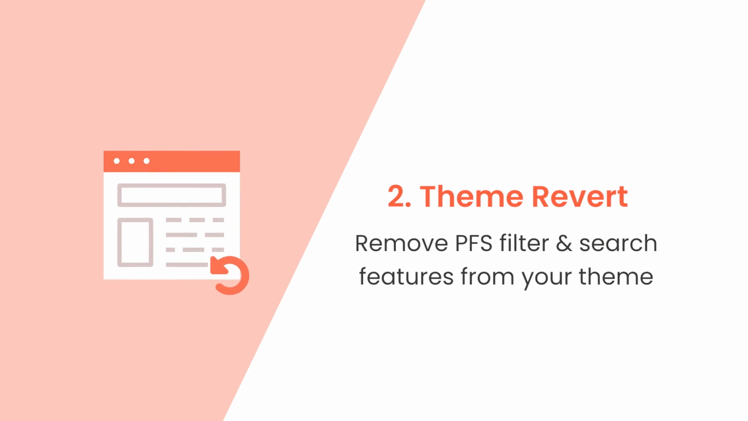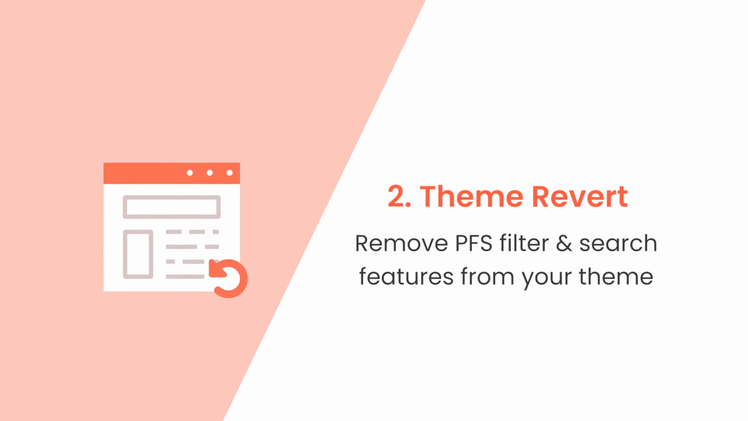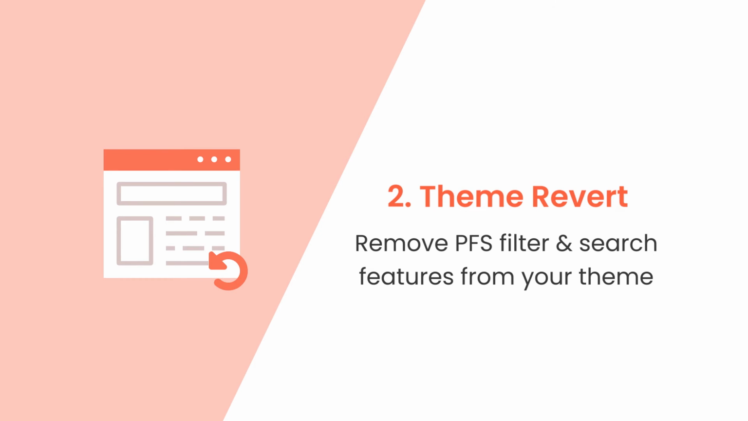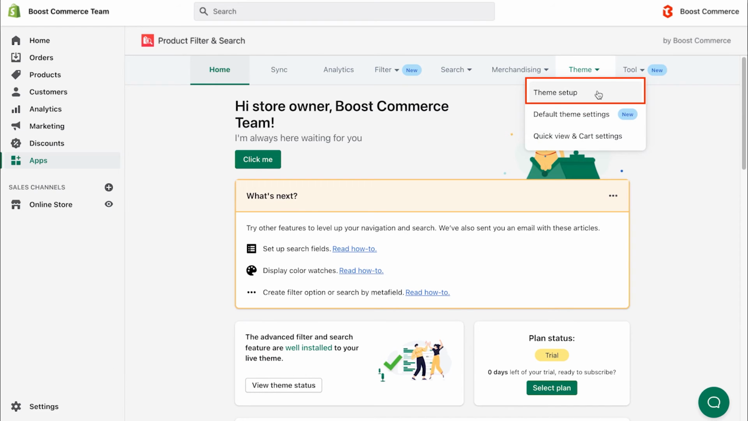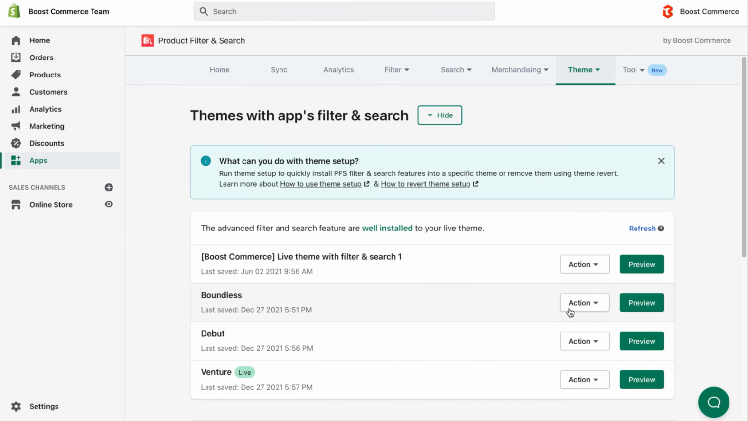Now, let's see how to revert the theme setup. With this feature, you can remove our filter and search features from your theme. From our app dashboard, navigate to the Theme tab. Then, choose Theme Setup. Select the theme in which you want to remove our app features, then click on Actions.